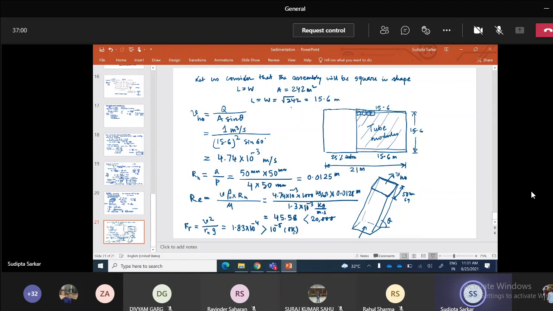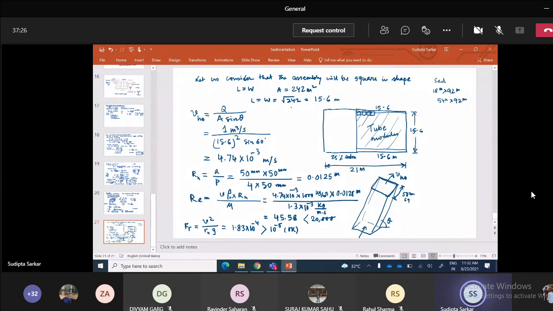So we can see that all the checks are fine. We have now reduced the size of each of these chambers. Earlier, each chamber was 18 meter by 92 meter, so your whole thing was 54 meter by 92 meter. This was earlier for the sedimentation tank.